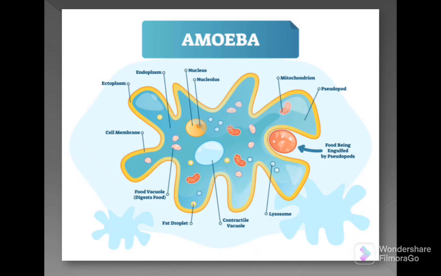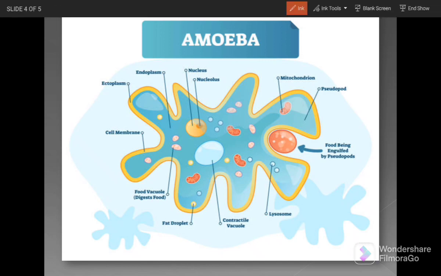This is the image of the amoeba. You can see this is the ectoplasm. Ecto means outside, means peripheral, in the periphery of the cell. Endo means inside, the central. The ectoplasm, you can see, is clear, highlighted in yellow color. It is clear and dense and is present only in the periphery of the amoeba.